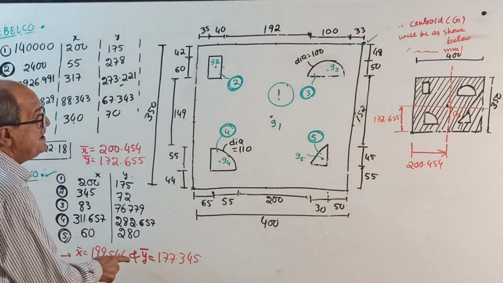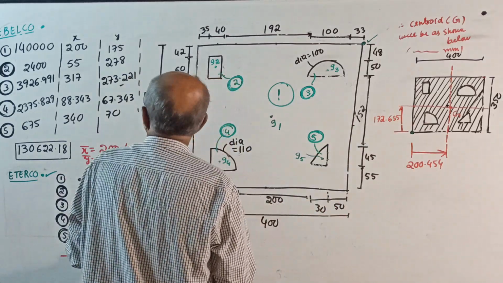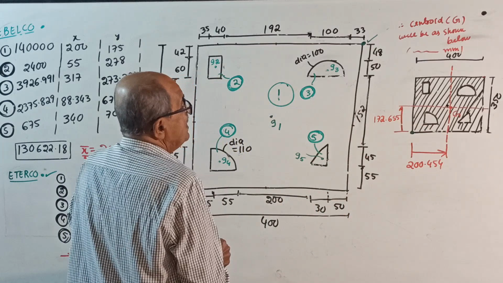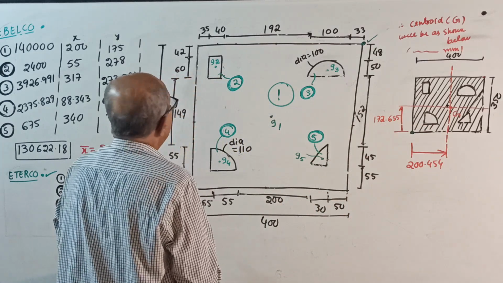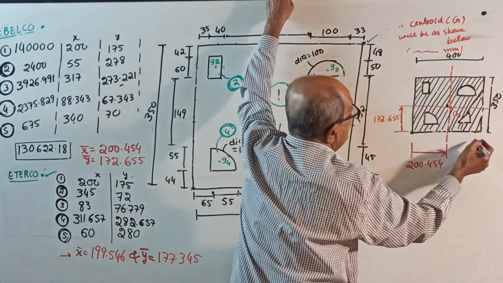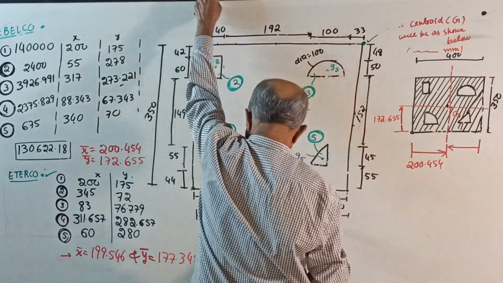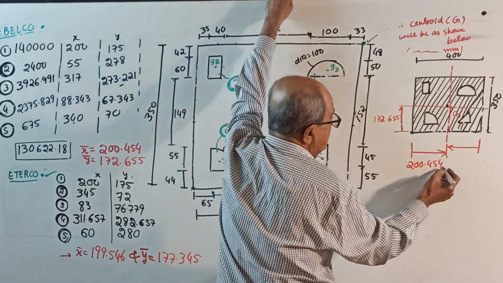Now, immediately go to sketch here. If you go for Eterco, your x bar is from which side? See, your x bar is this way. I write here, not there. Okay, I write here. Space problem. This is your x bar. 199.546.